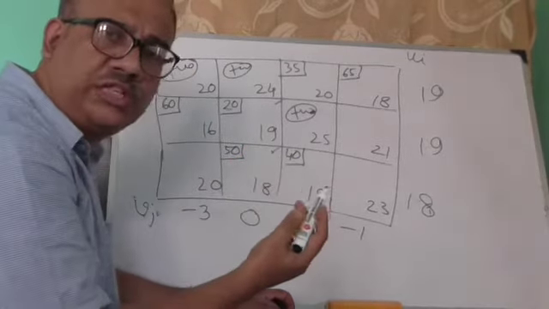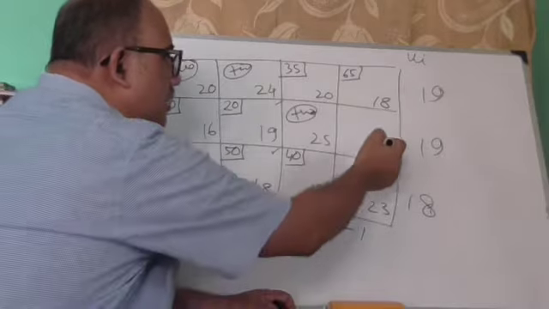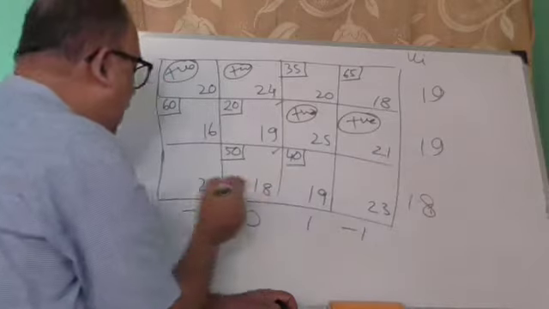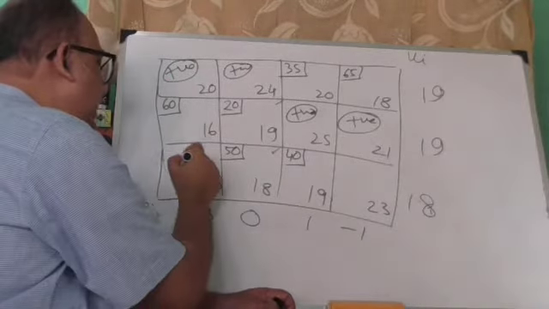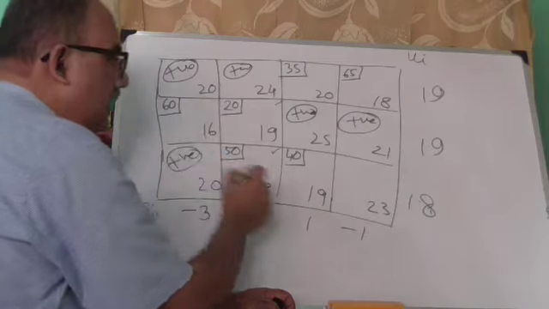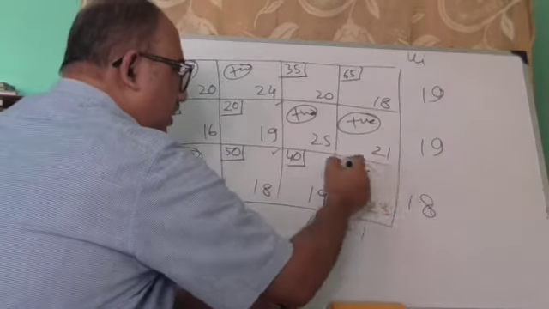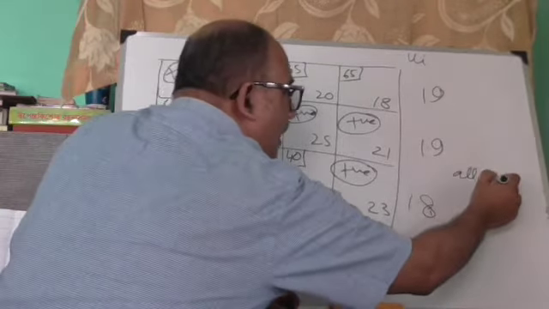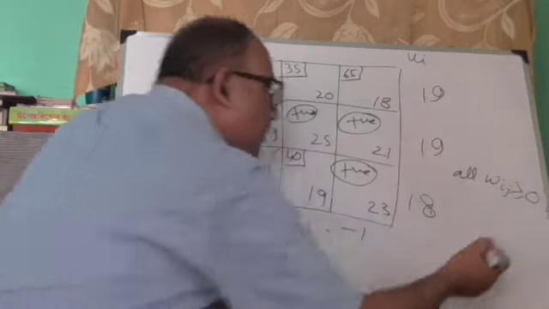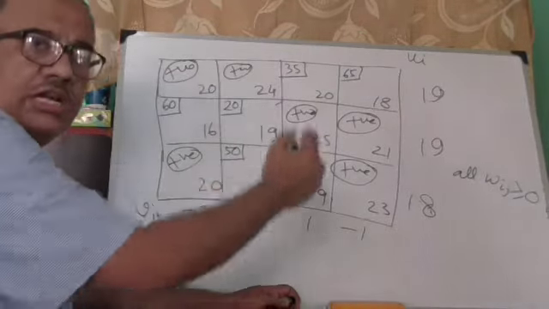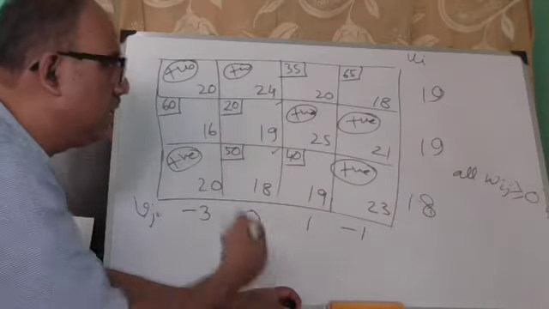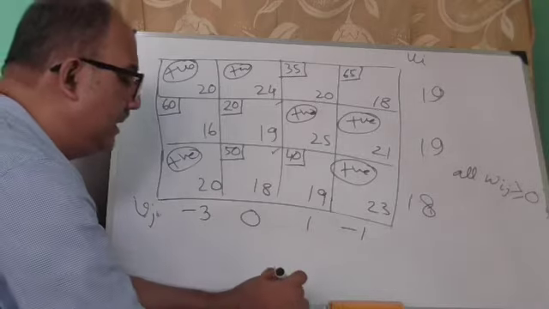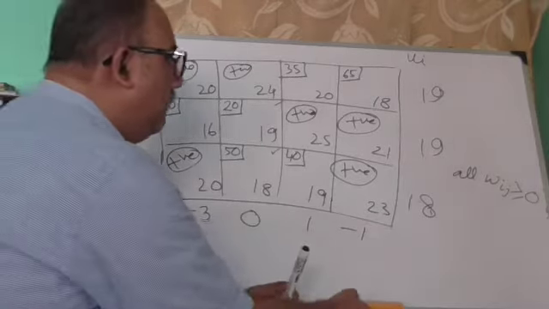I'm not interested in the positive value, I'm interested only in the negative value. So this is 21, so this is also positive value. 21, 23, this is plus 5, so this is also positive value, and this is also positive value. So that means here all Wij are greater than or equal to 0. That means this solution is optimum. This solution is optimum.